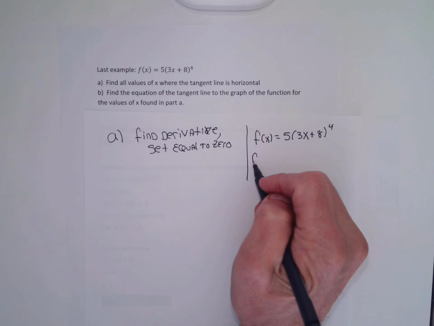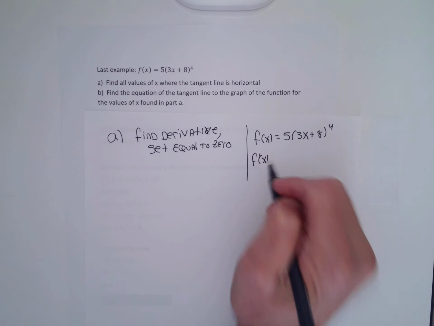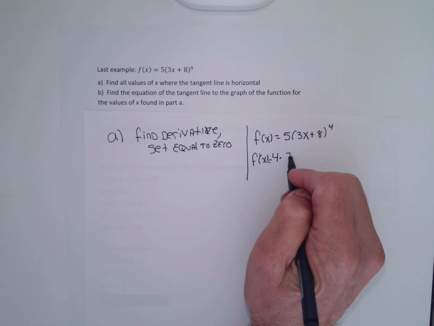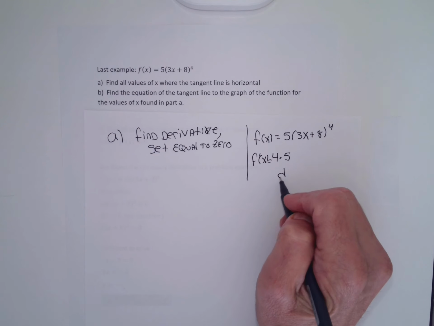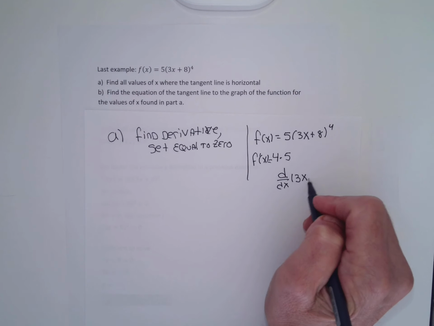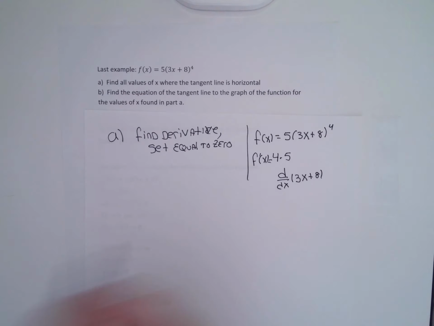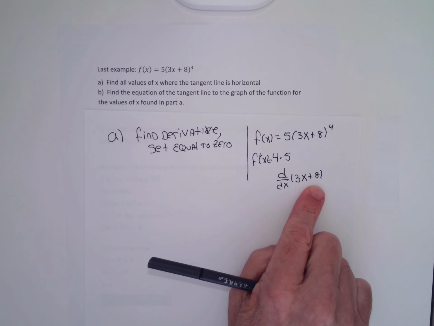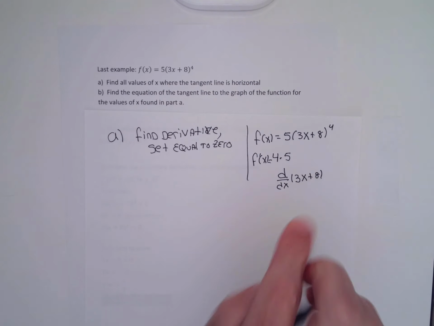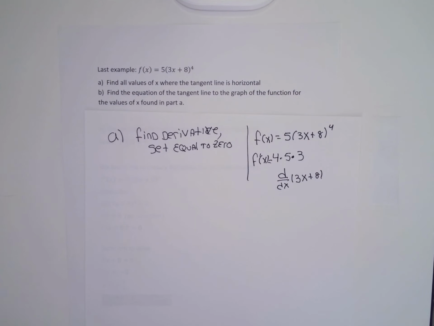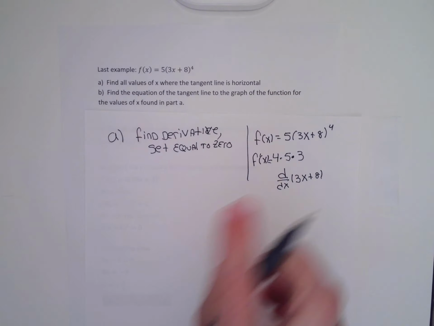So the derivative is going to be found by taking the exponent 4 times the coefficient 5 times the derivative of what's inside the parentheses. What's inside the parentheses is 3x plus 8. The derivative of 3x is just 3. The derivative of 8 is just 0. So the derivative of what's inside the parentheses is just 3. That's the hard part of the chain rule.